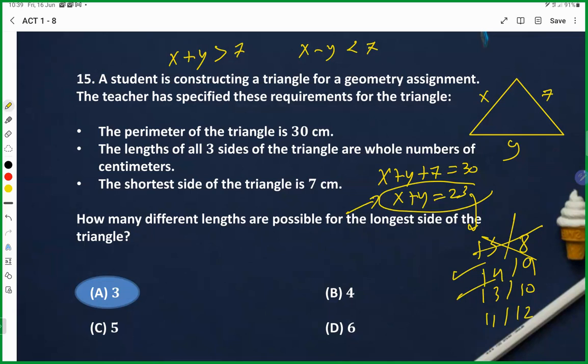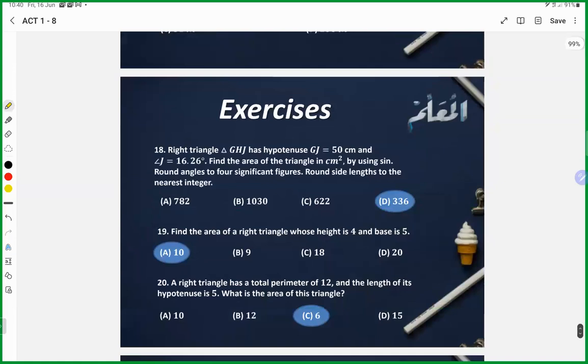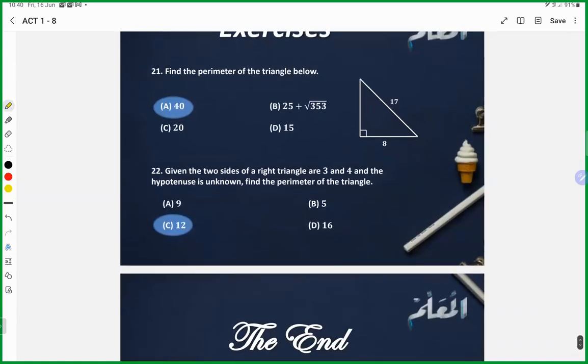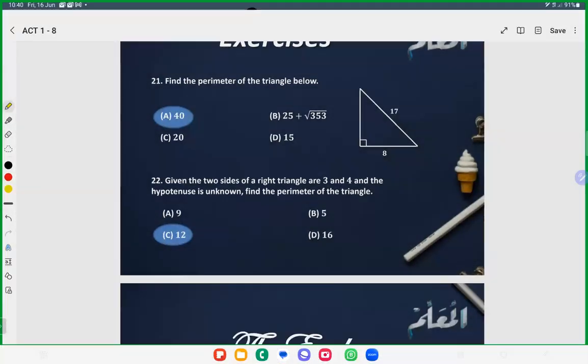11 plus 12 equals 23. 11 plus 12 is greater than 7, and 11 minus 12 is less than 7. So this choice is also accepted. These three choices are important to understand, so we have three different lengths of the longest side. This is a very important question. It came before. Always remember also, in the general triangle, the Pythagorean theorem, and also how we can use ratio to solve questions.